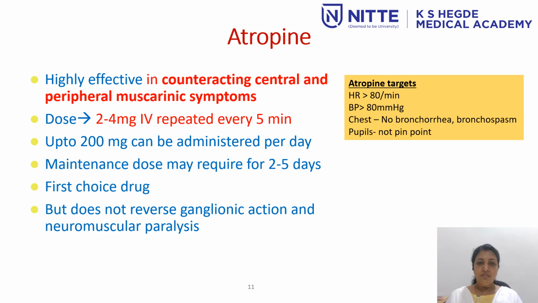So atropine should be given by IV bolus or intravenous infusion till we achieve the atropine targets. So let's see what the atropine targets are. And the heart rate is more than 80 per minute.